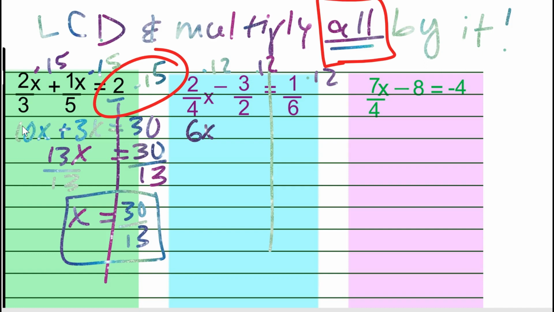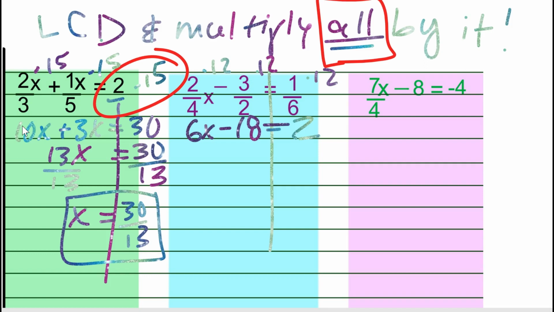All right, 3 times 12 is 36. 36 divided by 2 is going to be 18, minus 18. Oh my gosh, the fraction is gone. And then 1 times 12 is 12. 12 divided by 6 is 2. When do we do this? When there are more than one fraction.